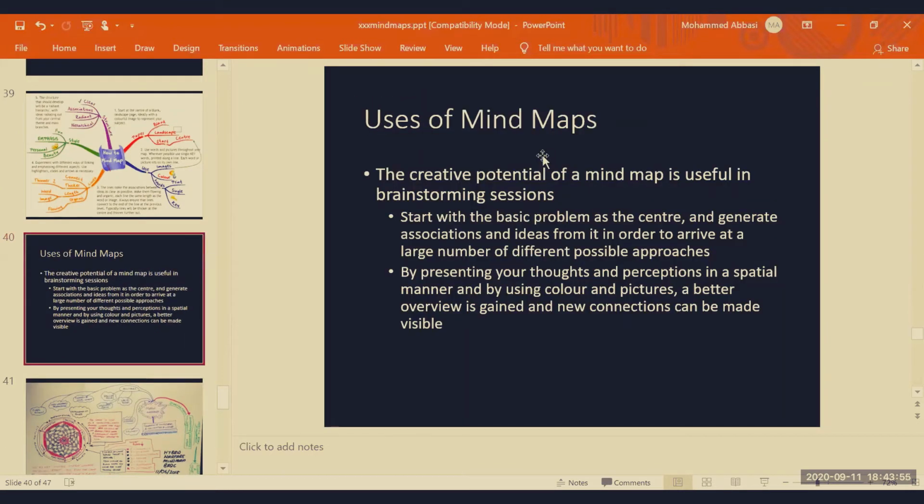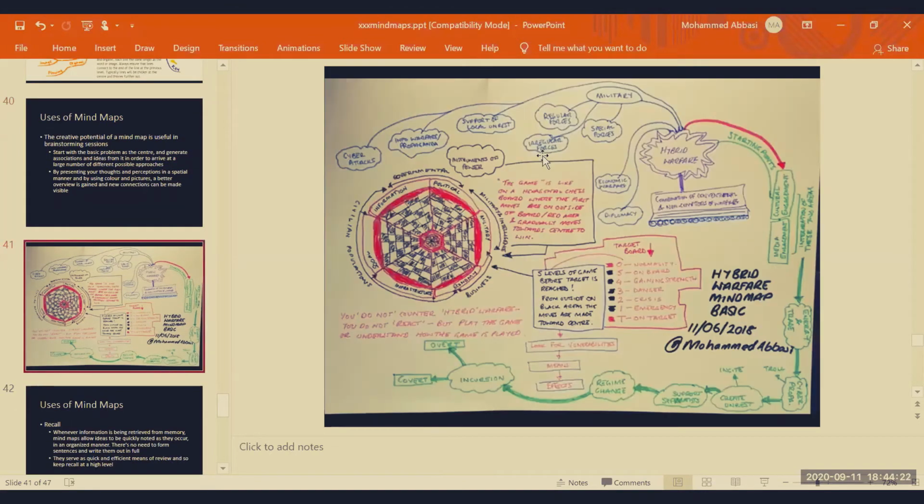So again, in brainstorming sessions, you present your thoughts and perceptions in a different manner by using color and pictures. For example, we think in 2D format, I guess. So on paper, with a mind map, it's 3D thinking, or even 4D thinking. What is 4D thinking? Four-dimensional thinking. It could be this. This is one of the mind maps I did with one of my classes on something completely different, on hybrid warfare.